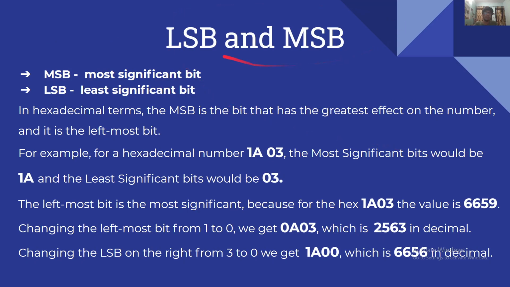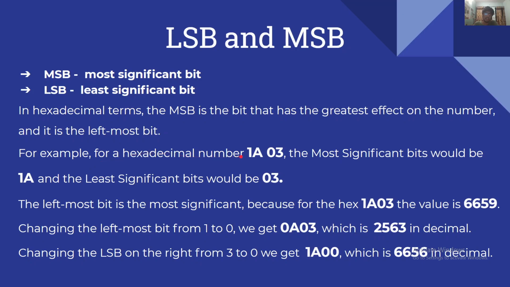So LSB and MSB. So what are these? MSB is the most significant bit of a number, and LSB is the least significant bit of a number. So in hexadecimal terms, MSB is the bit that has the greatest effect on the number, and it is usually the leftmost bit. Let us understand it by taking an example.